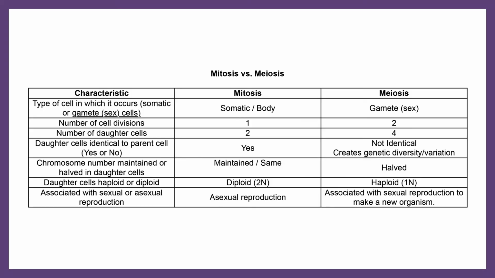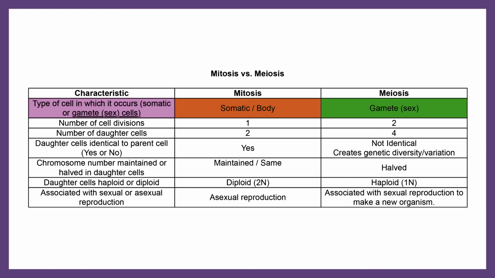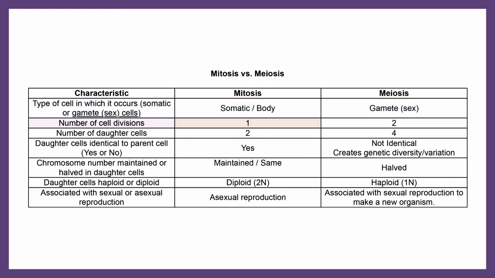All right, let's look at some of the similarities and differences between mitosis and meiosis. Please reference the chart that is inside of your folder. It's labeled mitosis versus meiosis. Mitosis creates somatic cells, which are body cells. Meiosis creates gametes, which are sex cells. In mitosis, the cell divides once. In meiosis, the cell divides twice. In mitosis, 2 daughter cells are created. Meiosis creates 4 daughter cells.